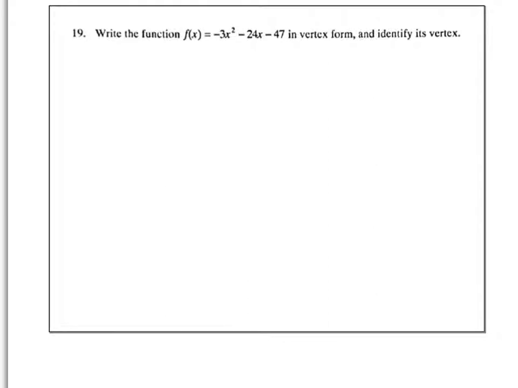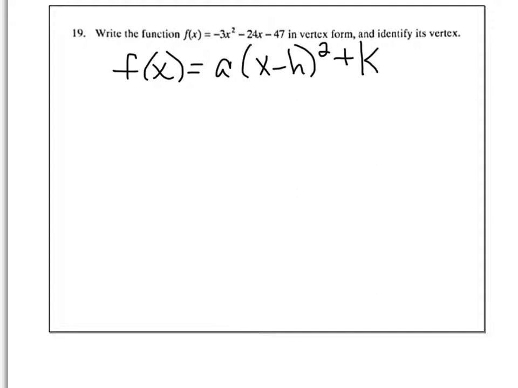Well, vertex form is f of x equals a in parentheses x minus h, and since it's a quadratic, squared, and then plus k. And remember, h and k are the vertex, and a is your a value you'd find anywhere else. So in order to find the vertex, we're going to use that formula you have to have memorized. x equals negative b over 2a. Well, let's label our a, b, and c then.